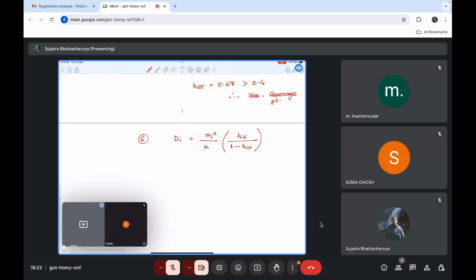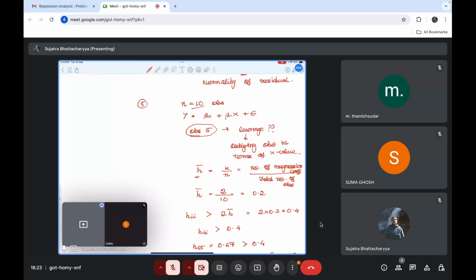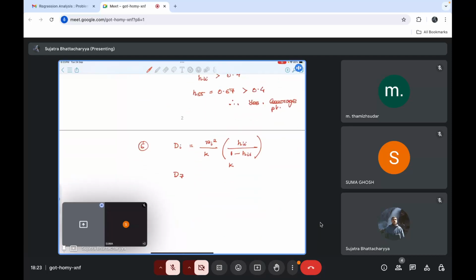So what we need to find out is D7, right? How much is the K? K is based on this one, okay? So how many K are there? Two, beta naught and beta 1. Two unknown parameters, beta naught and beta 1, right?